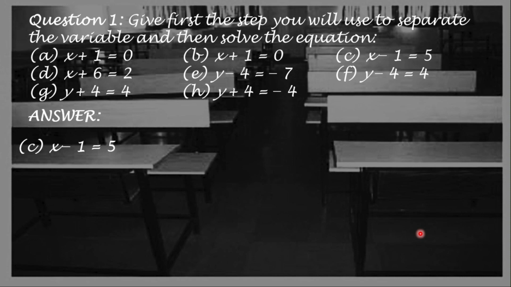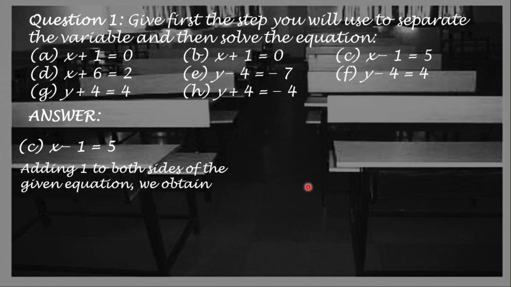So similarly, as like previous, here also we have to add 1 to both sides. Okay. Why 1? Because here we have minus 1. So opposite of minus 1 is plus 1. So adding 1 both sides, what we will get here? x minus 1 plus 1 equals to 5 plus 1. So answer is x equals to 6.